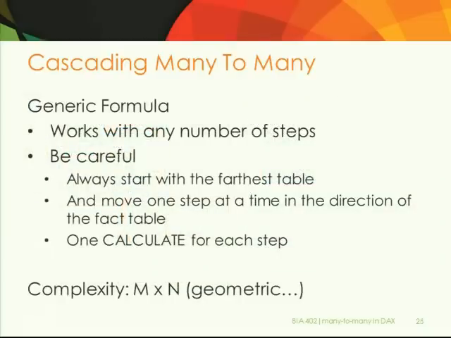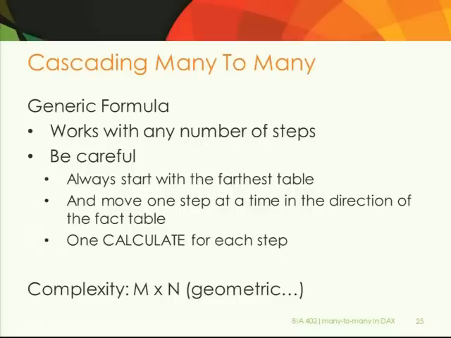Cascading many-to-many have a generic formula. They work with any number of steps, just a matter of writing the formula. The only point where you need to be careful is that you always need to start from the farthest table and then move 1 step after the other until you reach the fact table, and use 1 calculate for each step.